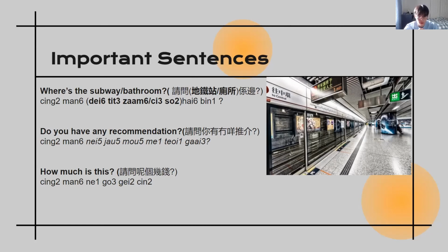And then, once they recommend you this food or activity to do, you want to know how much it is in case it's out of your budget, right? So the way you would ask this is 請問 once again. 呢個 is this, 幾錢 is how much. So you combine them together, it is 請問呢個幾錢? How much is this? So say it one more time. 請問呢個幾錢? So these are really the 3 main sentences that I think you'll actually encounter. You can really use them on a daily basis when traveling to Hong Kong.